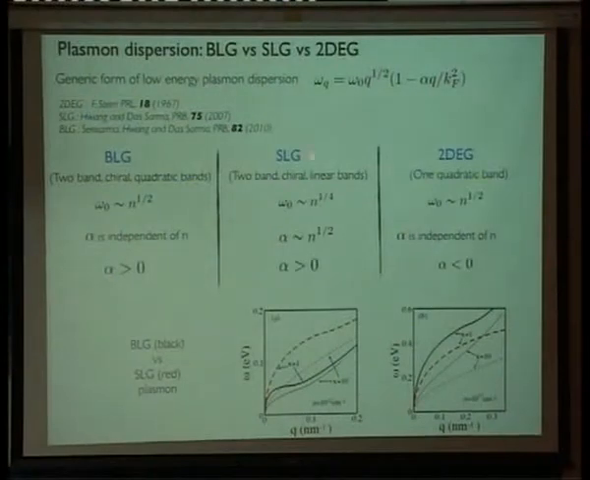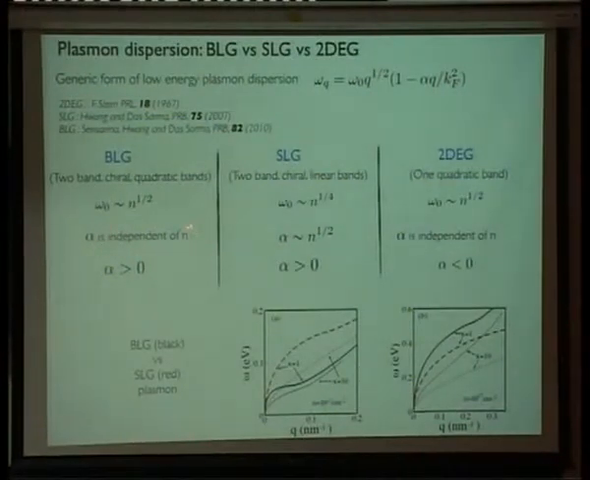So if you want to compare just the plasmon dispersion, you would see that it goes as omega_0 q to the power half. That's just the 2D classical result. And then there is a correction. So if I consider bilayer graphene, it goes as n to the power half, which is a standard 2D result. That just comes from the density of states. And in single layer graphene, it goes as n to the power 1/4, which basically reflects the fact that you have a linear density of states.